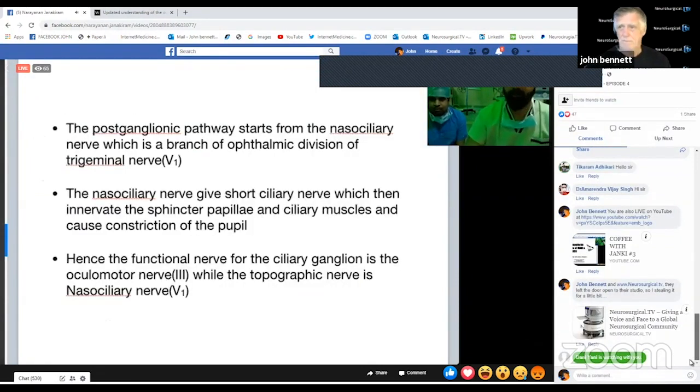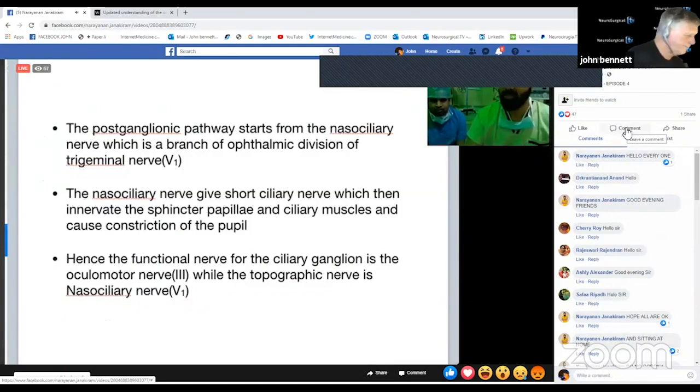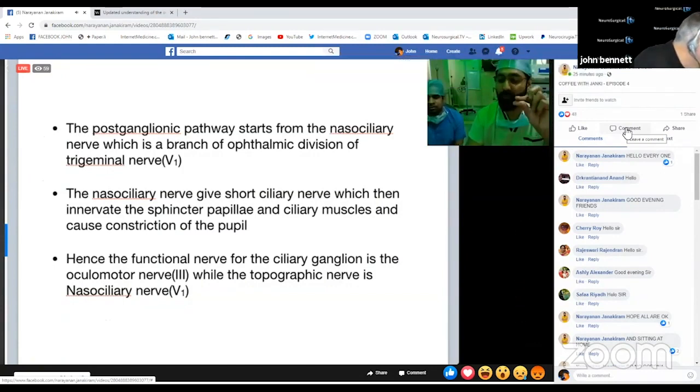The postganglionic fibers pathway starts from the nasociliary nerve, which is a branch of the ophthalmic division of the trigeminal nerve. So this is V1. As I told you, postganglionic is V1, V2 and V3. Now the nasociliary nerve gives the short ciliary nerves, which then innervate the sphincter pupillae and the ciliary muscles and cause constriction of the pupils. Hence, the functional nerve of the ciliary ganglion is the oculomotor nerve, while the topographic nerve is the nasociliary nerve.